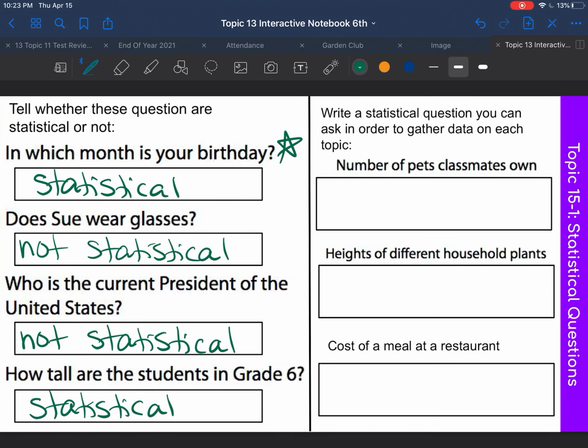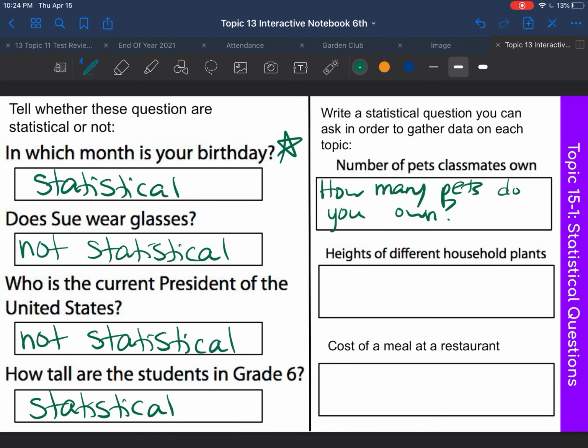All right. So the last part of this, we're going to come up with a statistical question that you can ask in order to gather data on each of these topics. The first one says, if you were to try to find the number of pets classmates own, what question could you ask to find that out? Don't overthink this one. You can literally ask, how many pets do you own? Simple as that. You could ask it a variety of different ways, but the gist of it is you're just trying to figure out how many pets they own.